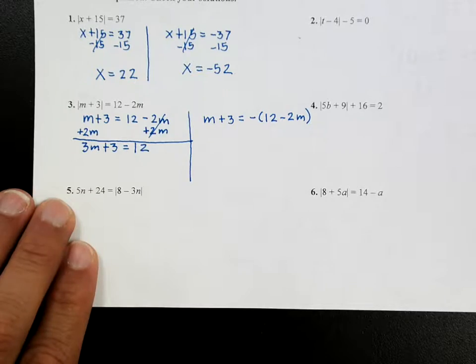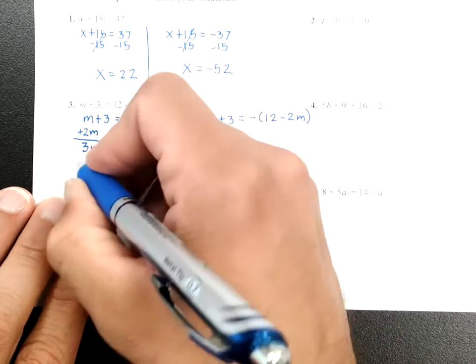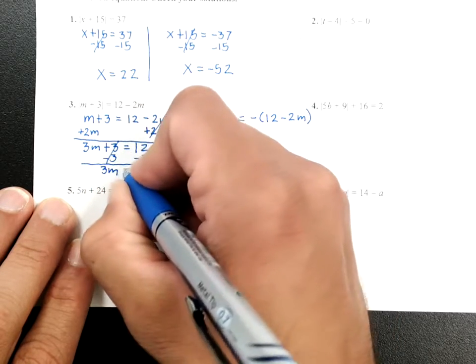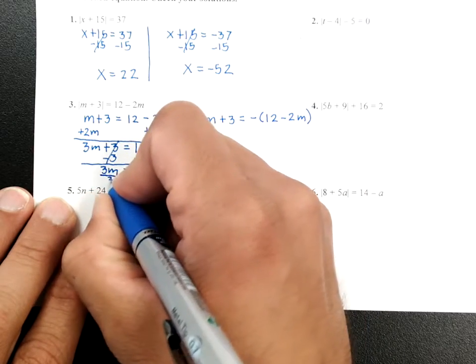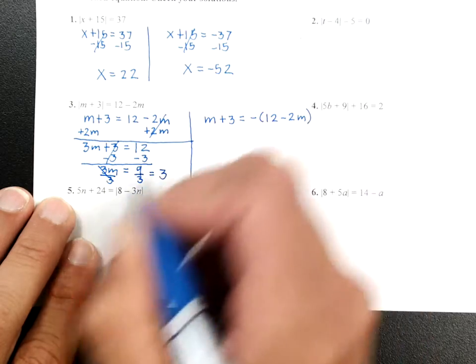Alright, now I'm going to subtract 3. And some of you already kind of see where this is heading here, but you got 3m is equal to 9. And if I divide both sides by 3, then I get 3. Alright, so that's one answer.